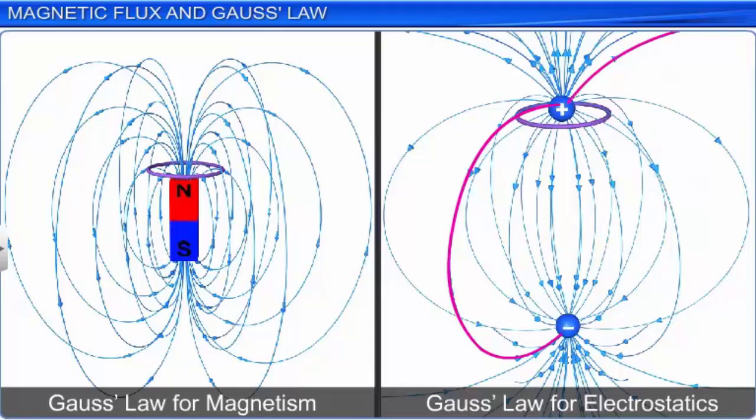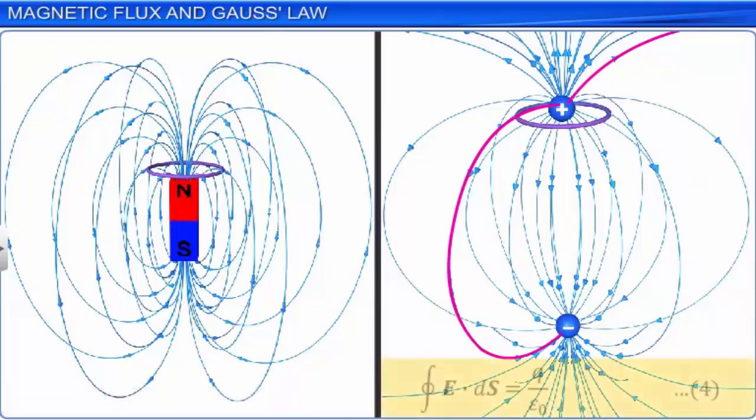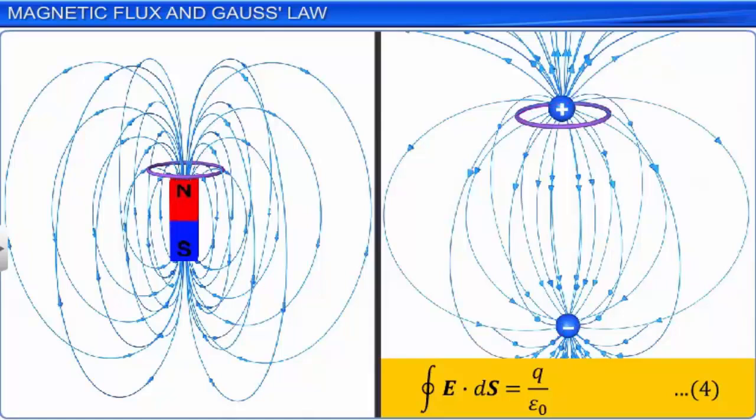Thus, a non-zero electric flux exists in a closed surface. The electric flux is equal to 1 by epsilon naught times the charge enclosed by the closed surface. On the other hand, the magnetic field lines due to a magnetic dipole are directed from north pole to south pole externally and south pole to north pole internally. That is, the magnetic field lines are continuous closed loops.